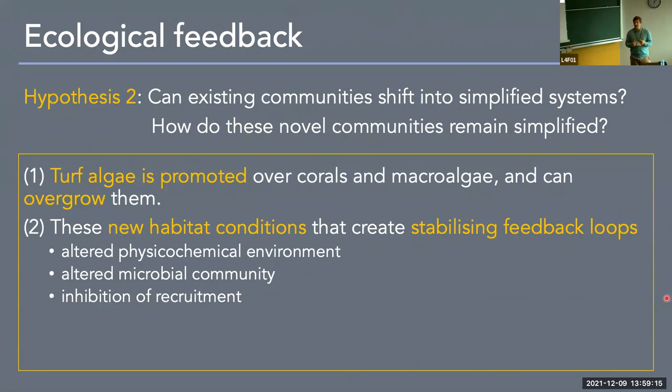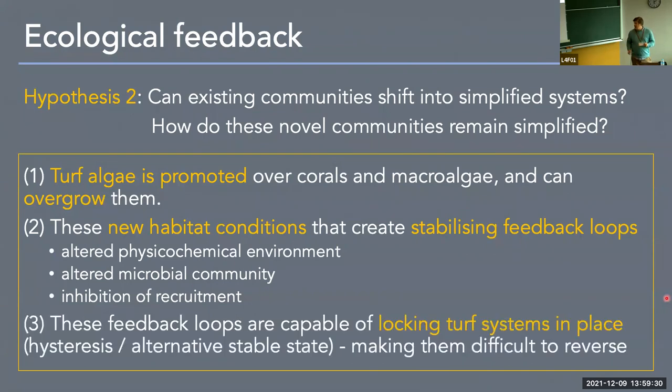And so this is what we consider to be a feedback loop. This is a system which stabilizes the turf as being the dominant species by bringing these different processes that all help it and negatively impact everything else. And these therefore seem to lock this system in place. And so this is what we refer to as hysteresis or an alternative stable state, where it doesn't matter what you do to these systems, it's going to stay as a turf dominated system within this high CO2, which means for ecosystem management or any sort of policy, it makes it really difficult to reverse these back to a productive, diverse system.